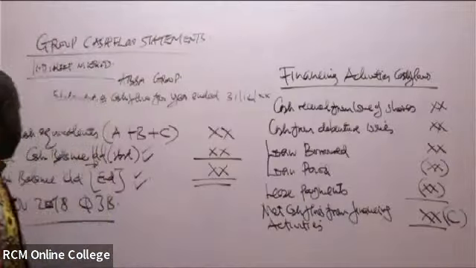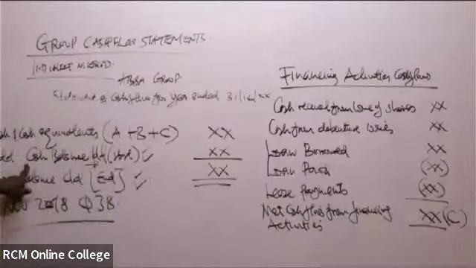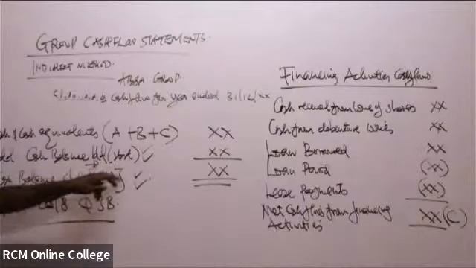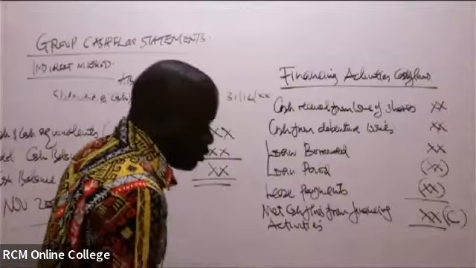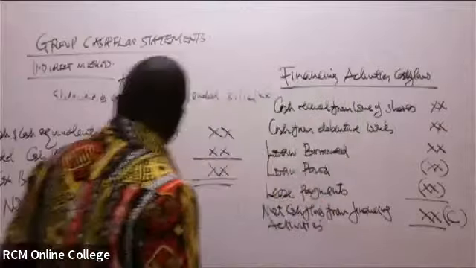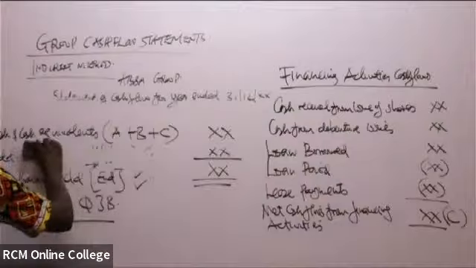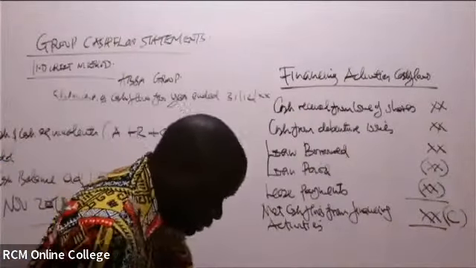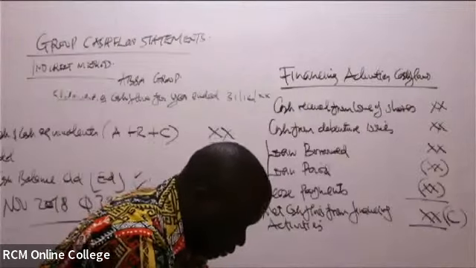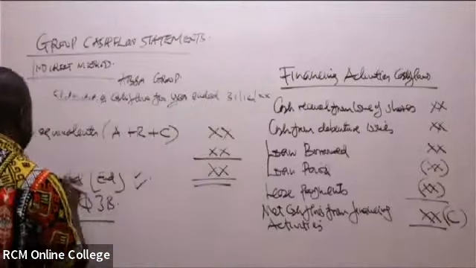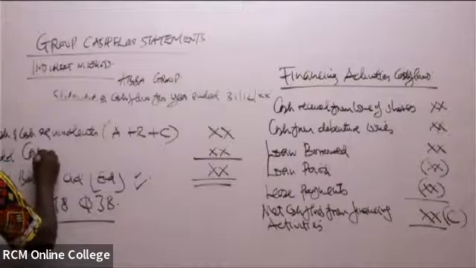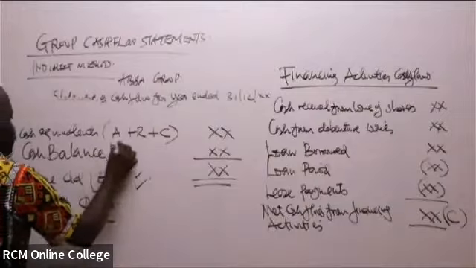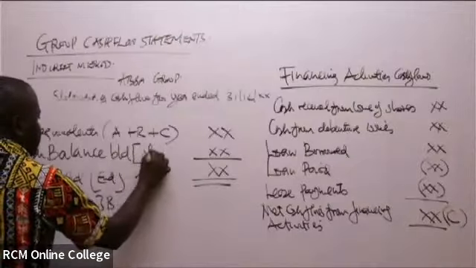The second line on the last part, cash balance brought down. This one, cash balance brought down at the start. So that is the balance at the start of the year.